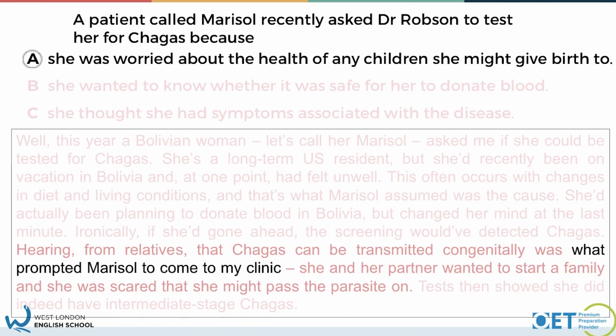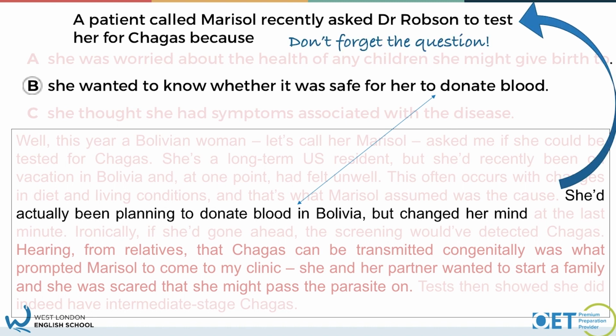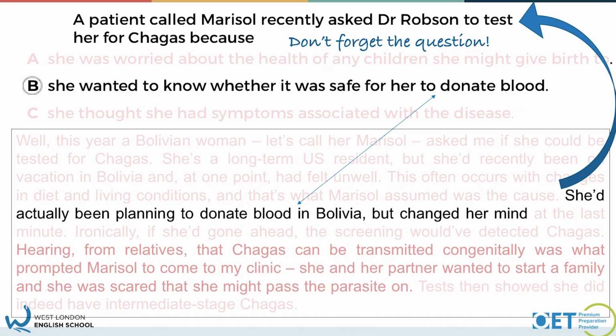Now you'll notice here that actually they do mention option B. The patient had been talking about donating blood. However, that's not why she went to see the doctor. So it doesn't answer the question.